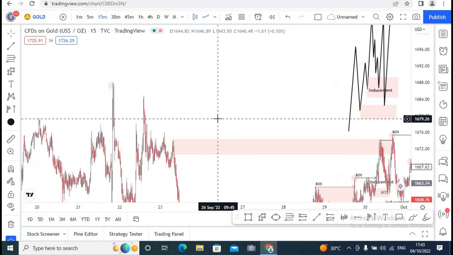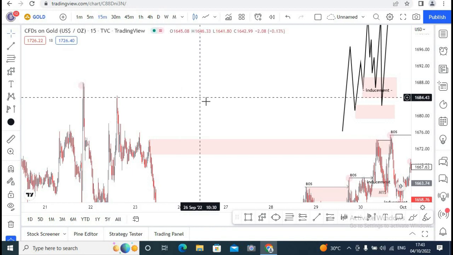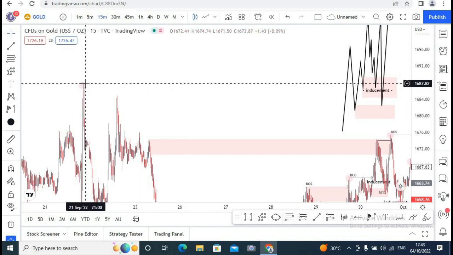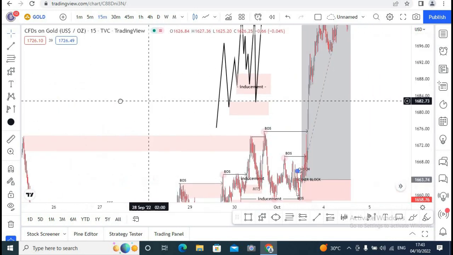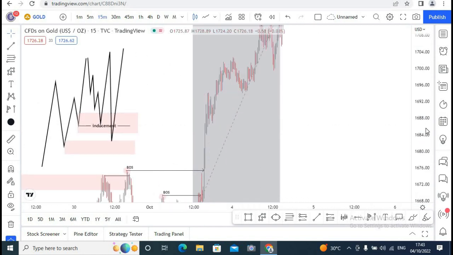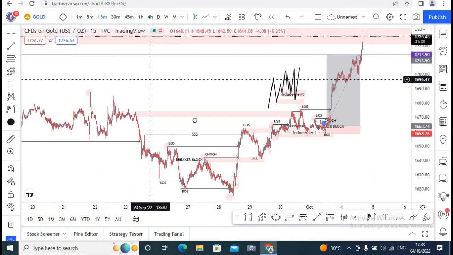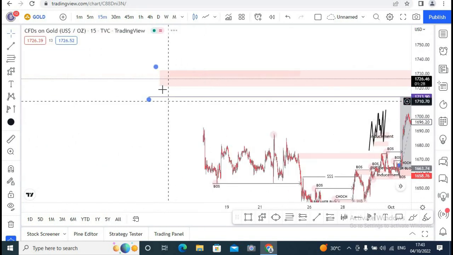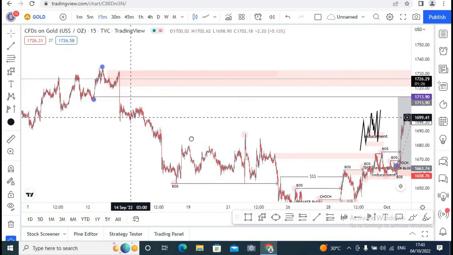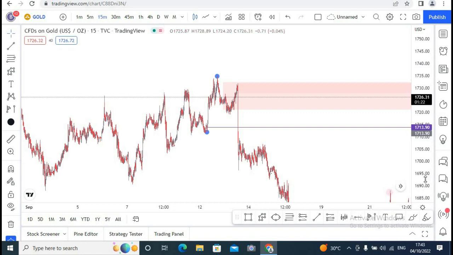Now it's you understanding that you did have a supply level which was a failed supply, right? Price failed to respect that zone. That's why the price continued going up. Now the price has reached the external supply level, which is this one. Let me just show you quickly. As you can see, this is our external supply level.